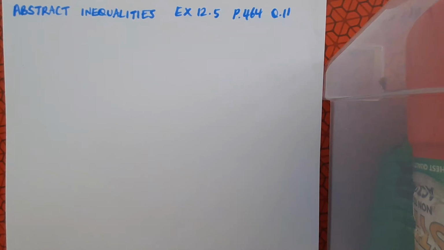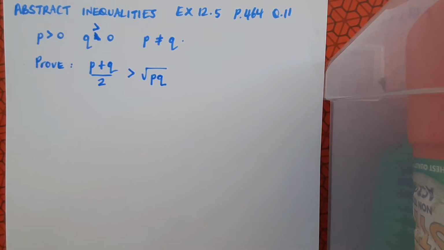Okay, this is a solution video for abstract inequalities. It's exercise 12.5 on page 464 and it's question 11. So the question starts off with a few terms and conditions that p is greater than 0, q is greater than 0 and p is not equal to q. And on this basis we're asked to prove that (p + q)/2 is greater than the root of pq.